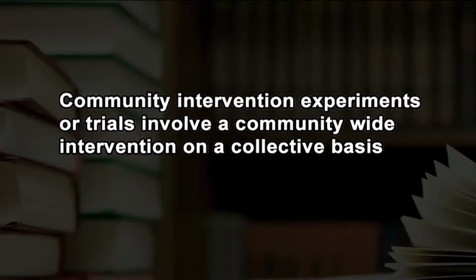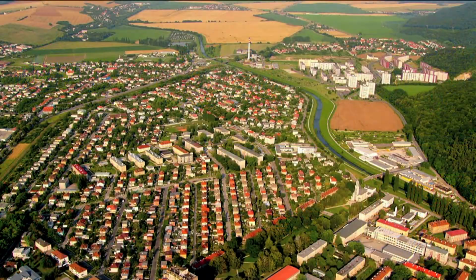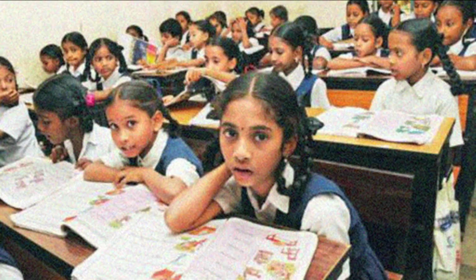Now, community intervention experiments or trials involve a community-wide intervention on a collective basis. With this method, entire communities are selected and the exposure, for example fluoridation, is assigned on a community basis. The community is defined either as a geographical community or as a unit in social grouping, such as hospital wards, school classrooms, etc.